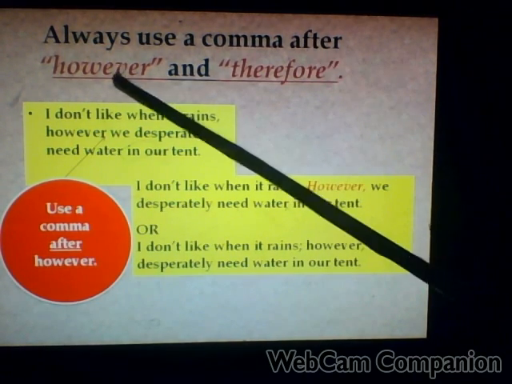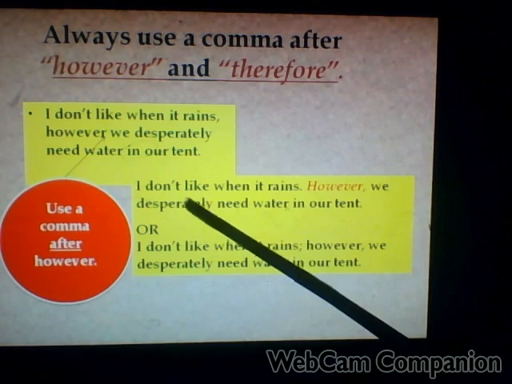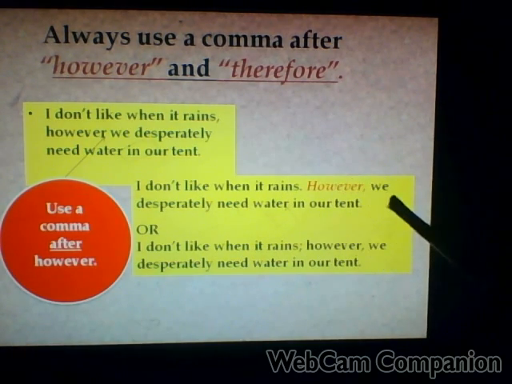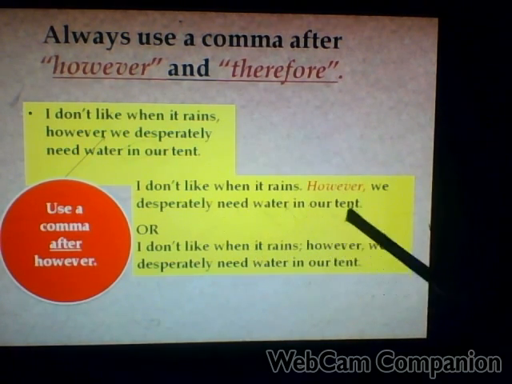Always use a comma after however and therefore. I don't like when it rains. However, we desperately need water in our tent.